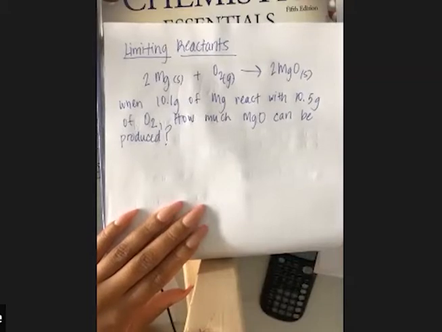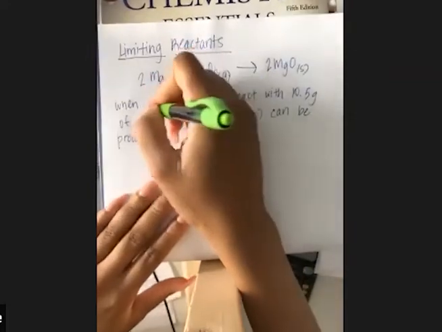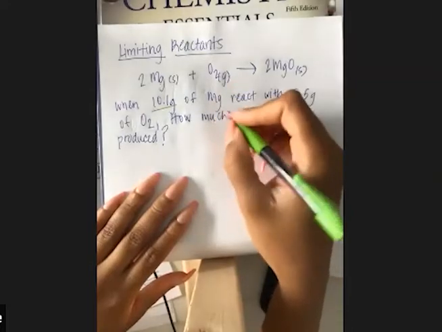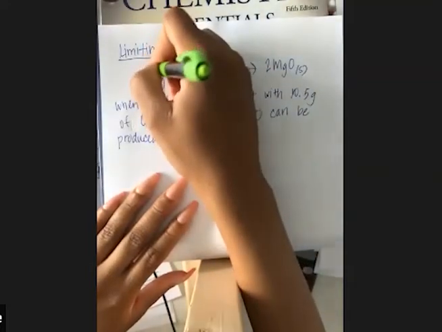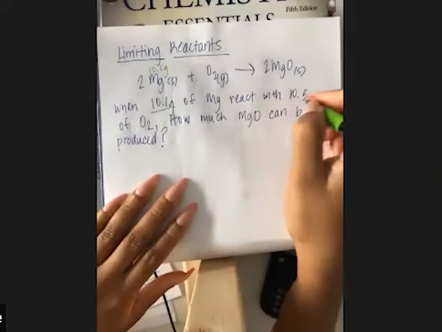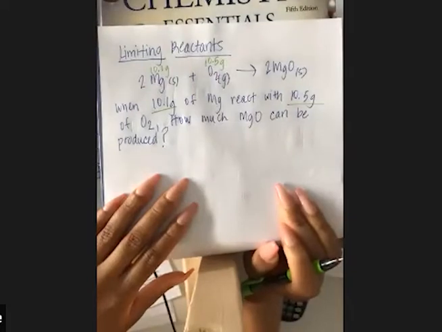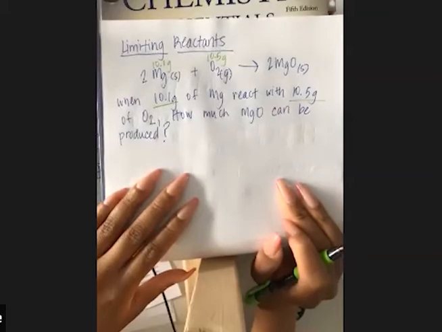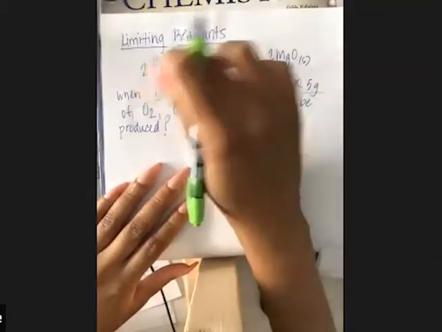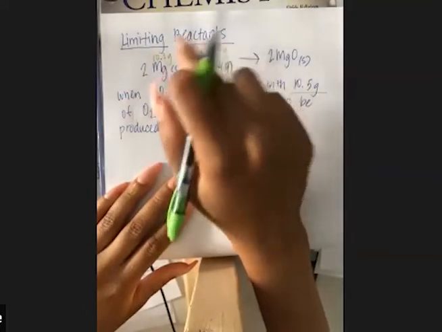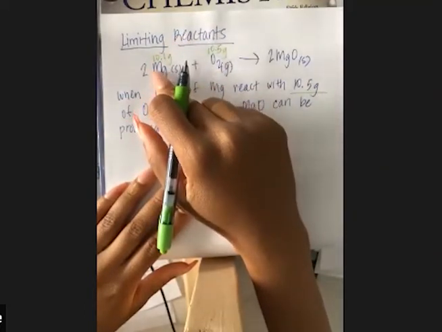Now, in this case, the way I solve these problems is you will always have 2 givens. So basically you have 2 numbers. I have 10.1 grams of magnesium, so I'd write this up top, 10.1 grams of magnesium. And I also have 10.5 grams of oxygen gas. So anytime you have 2 givens, you got to figure out which one runs out first. Even though these numbers are similar, you would think, oh, 10.1 is less than 10.5, so it's going to run out first. But that's not necessarily the case.